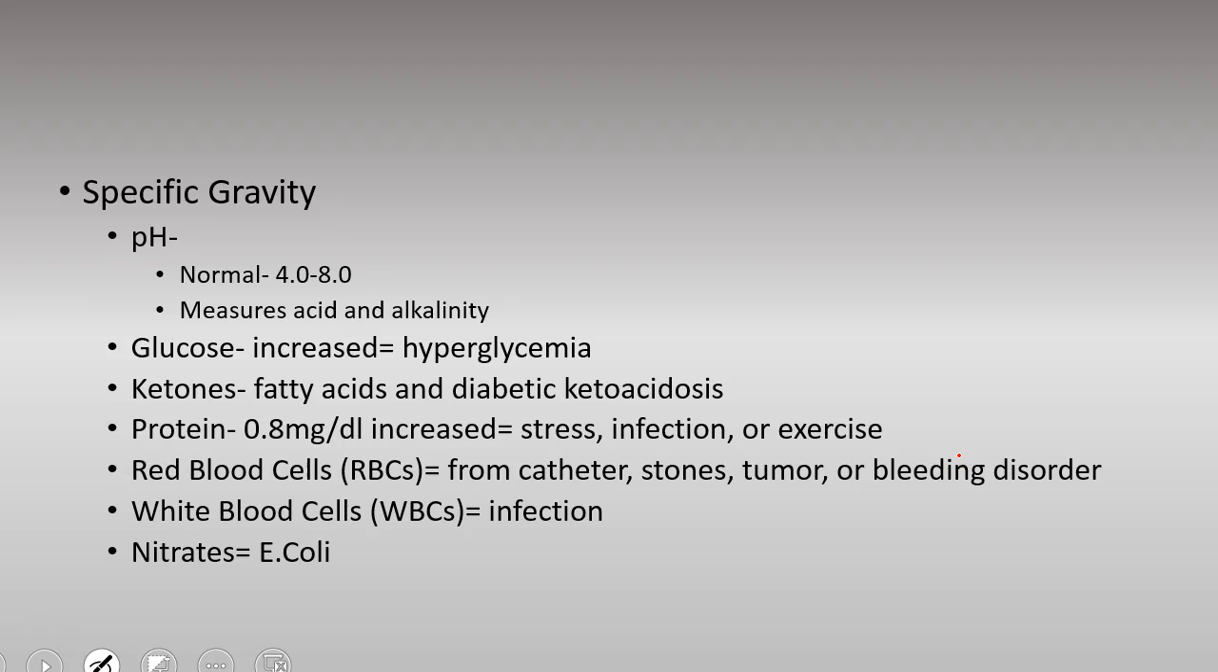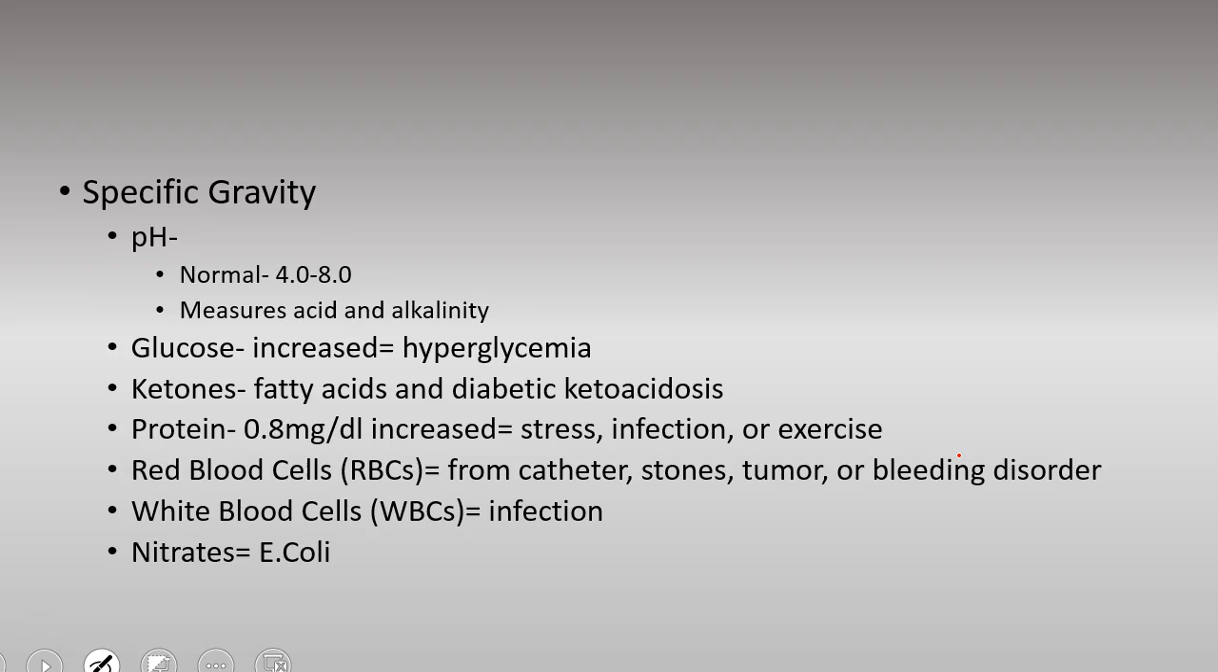The specific gravity also tests for pH. Normal is 4.0 to 8.0. It measures acidity and alkalinity. It also will test for glucose. Increased glucose is hyperglycemia. So for the patients that you have that are diabetics, they may actually have a specific gravity that has high glucose in it. If the glucose is way too high, then it will actually start to pass ketones, which are fatty acids, and diabetic ketoacidosis. It will also pass proteins. An increase will be higher than 0.8. This could be a symptom of stress, infection, or exercise.